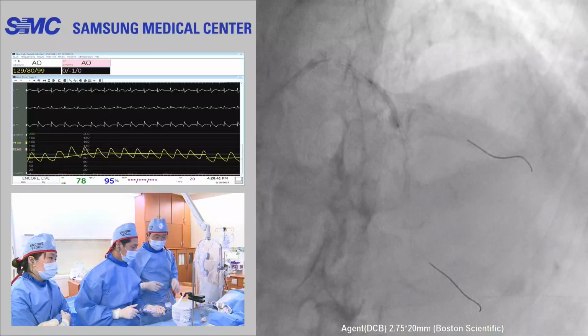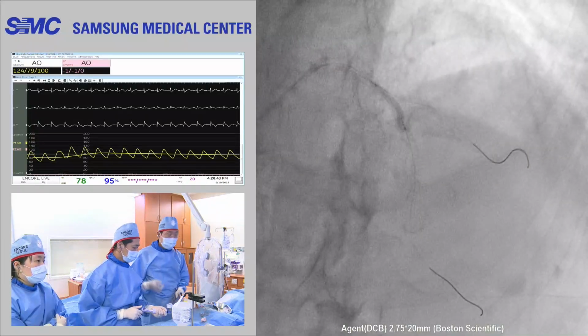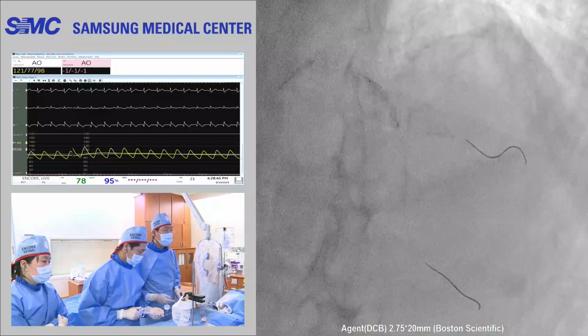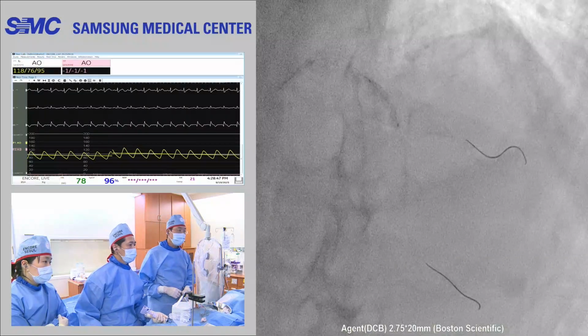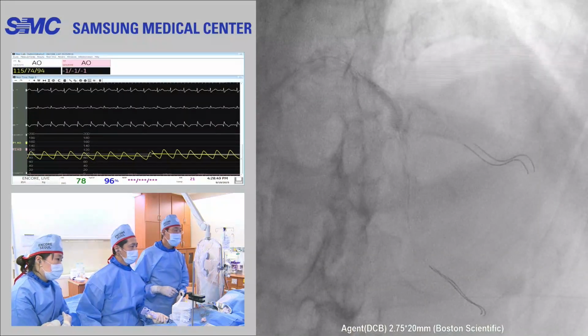So how big? 2.75? This is a 2.75, 12 atmosphere. DCB? Yeah, DCB.